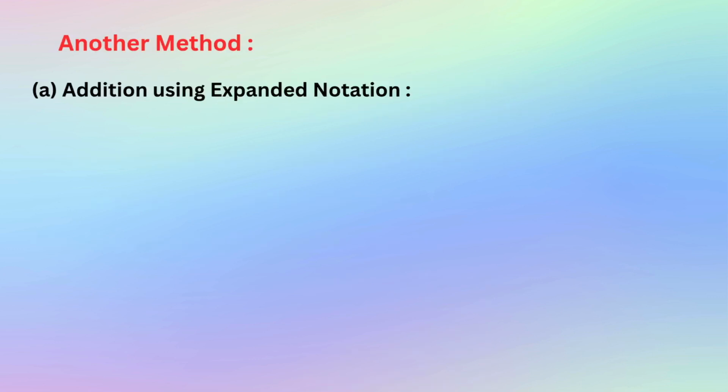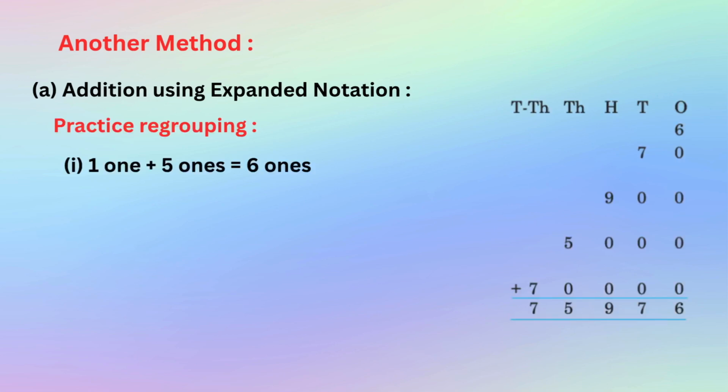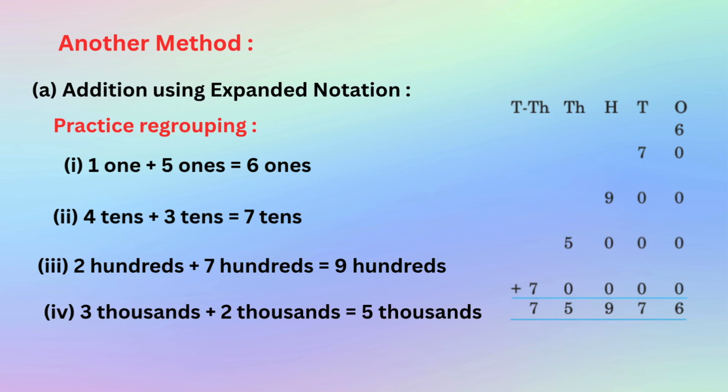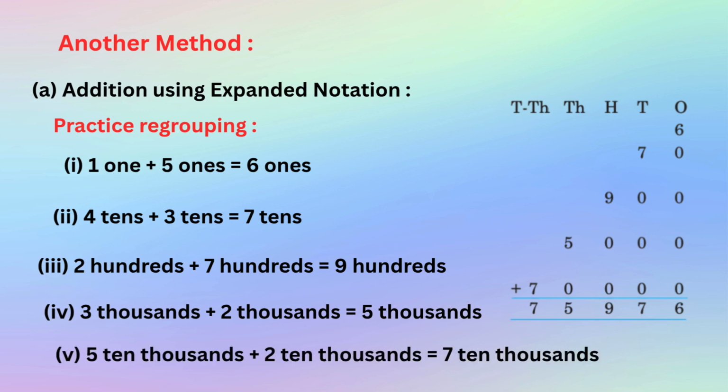Another method. A. Addition using expanded notation. Practice regrouping. 1. 1 ones plus 5 ones equals 6 ones. 2. 4 tens plus 3 tens equals 7 tens. 3. 2 hundreds plus 7 hundreds equals 9 hundreds. 4. 3 thousands plus 2 thousands equals 5 thousands. 5. 5 ten-thousands plus 2 ten-thousands equals 7 ten-thousands.